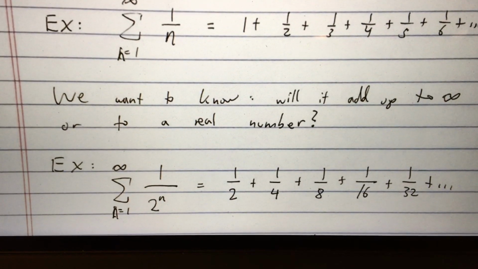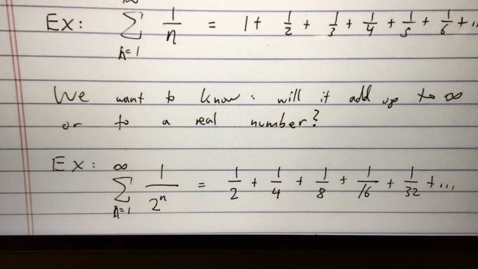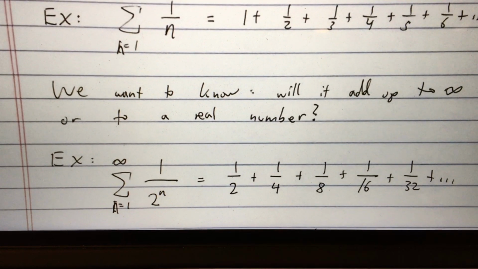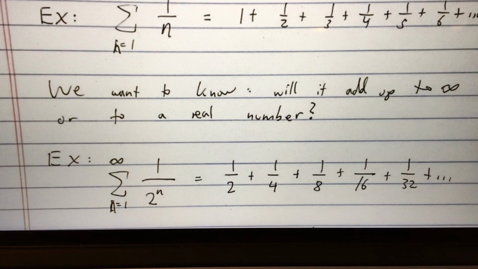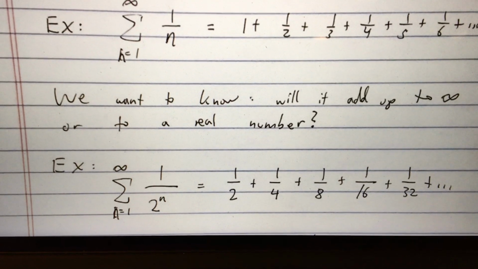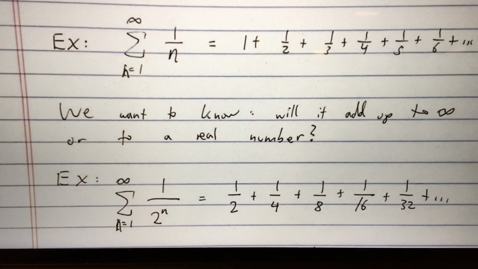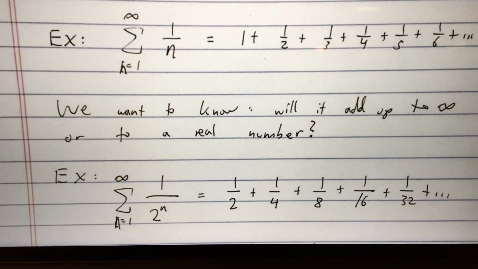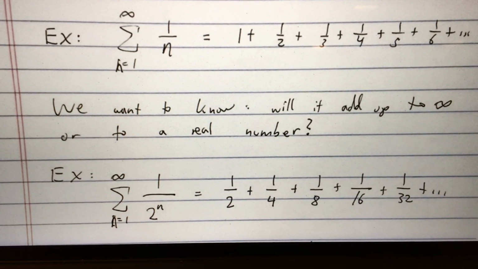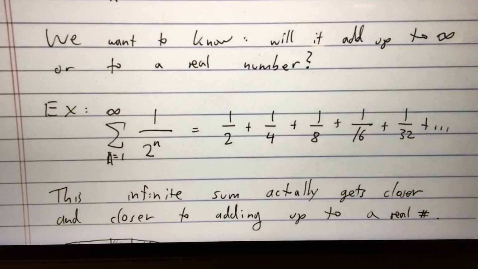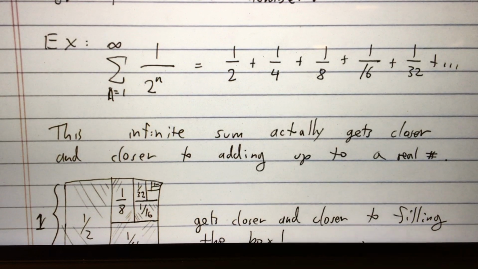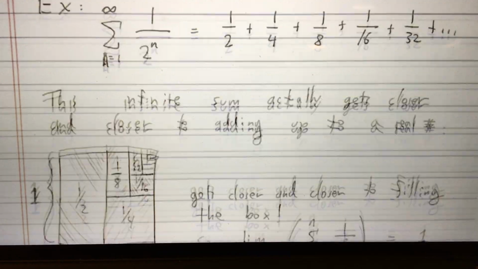So here's an example. We better see one that does end up at a real number. So that's n equals 1 to infinity, 1 over 2 to the n. So plugging in n equals 1, you get 1 over 2. Plugging in n equals 2, you get 1/4. Plugging in n equals 3, 1/8, then 1/16. All the powers of 2 as denominators, and they add up forever. So this infinite sum actually does get closer and closer to a real number. And the best way to see that is with a picture.